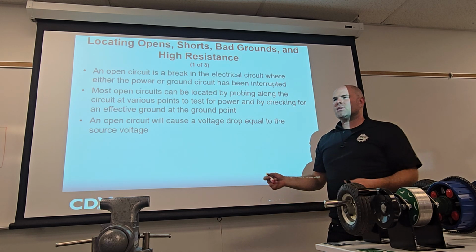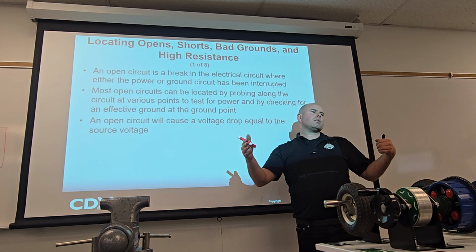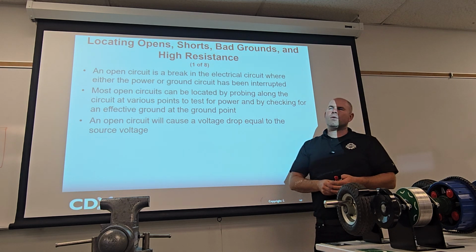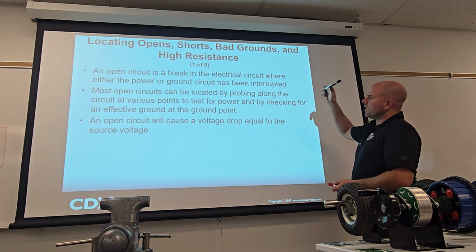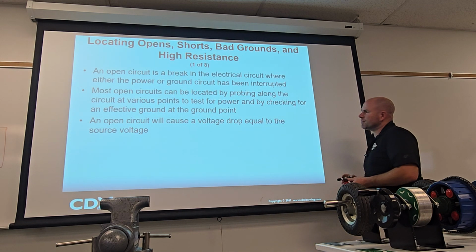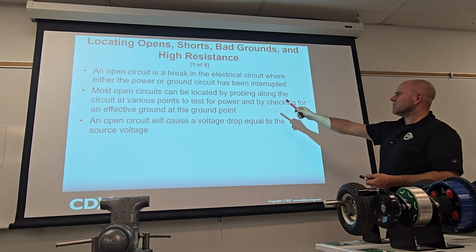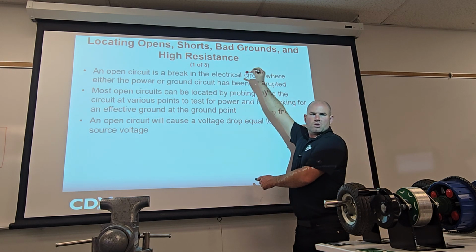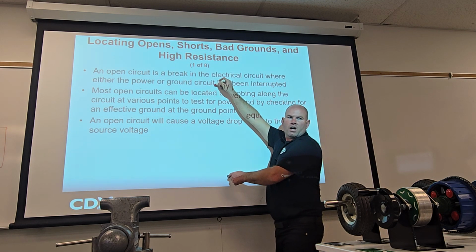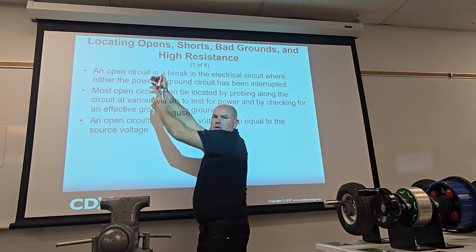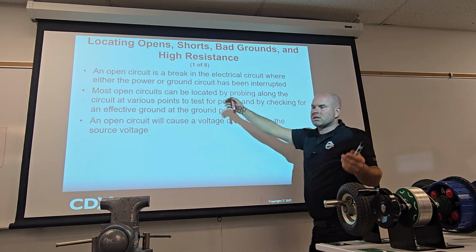Could it technically be a high resistance? Yeah, but it'd have to be a really high resistance. And the way we find a high resistance and an open is kind of the same anyway. And it would be the power, loosely, or the ground circuit. Most opens can be located by probing along the circuit at various points. So remember how we do available voltage? 12, 12, 12, 12, 0, 12, 0. It's right there. That's how we find it. Boom, done, just like that.